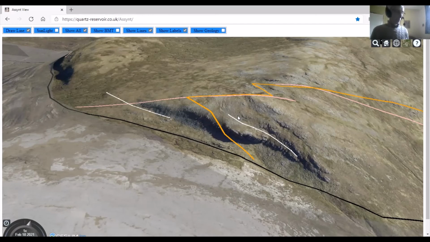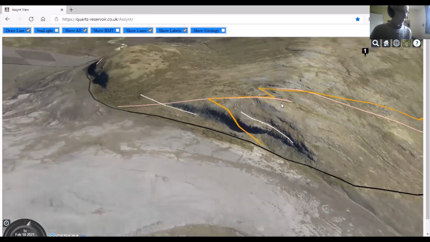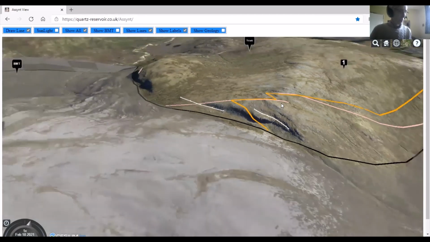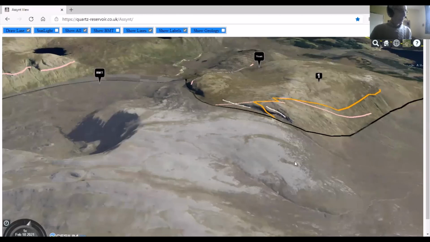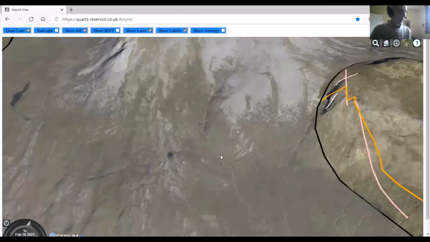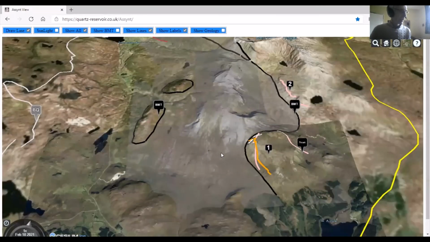and try and explain, for example, how far has this thrust actually moved? Has it moved north-south, or is it just east-west? How many slices of Lewisian were caught up? What was the topography of the Torridonian surface before it was involved in the thrusting? All these sort of questions can be investigated in a bit more detail with the assistance of putting the geology onto the terrain. So just zooming back out again, just as a reminder.